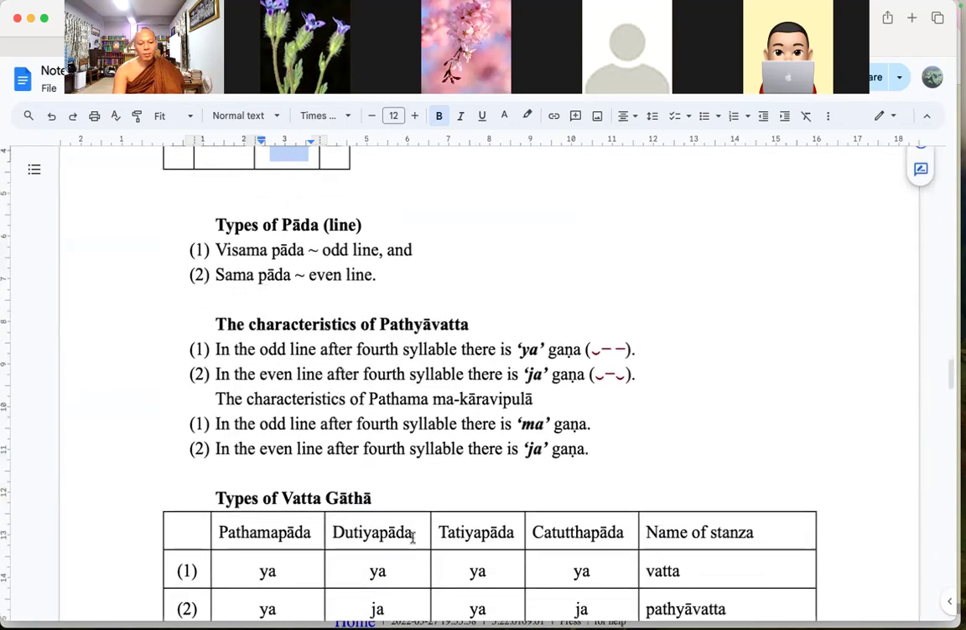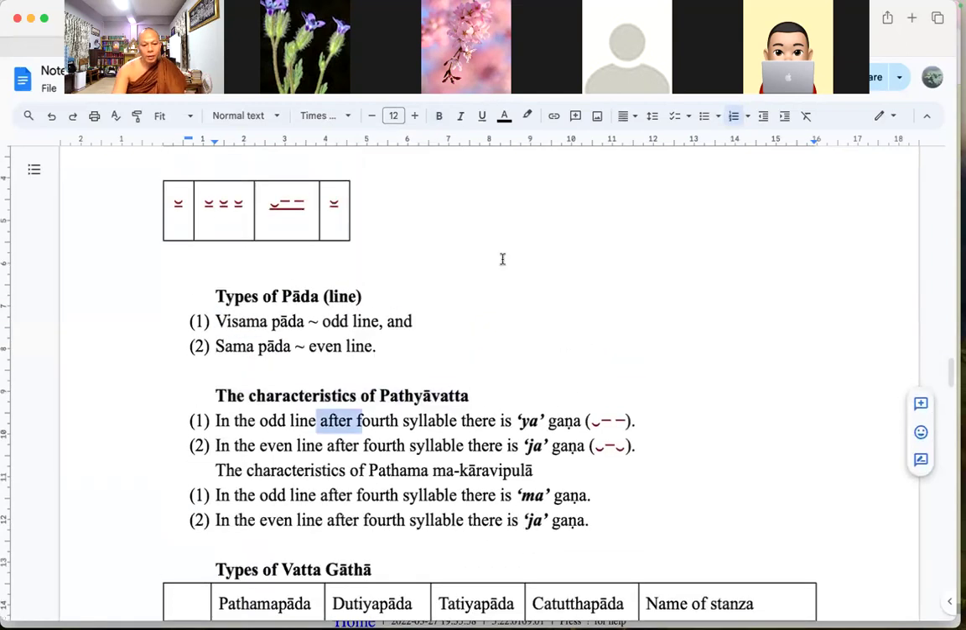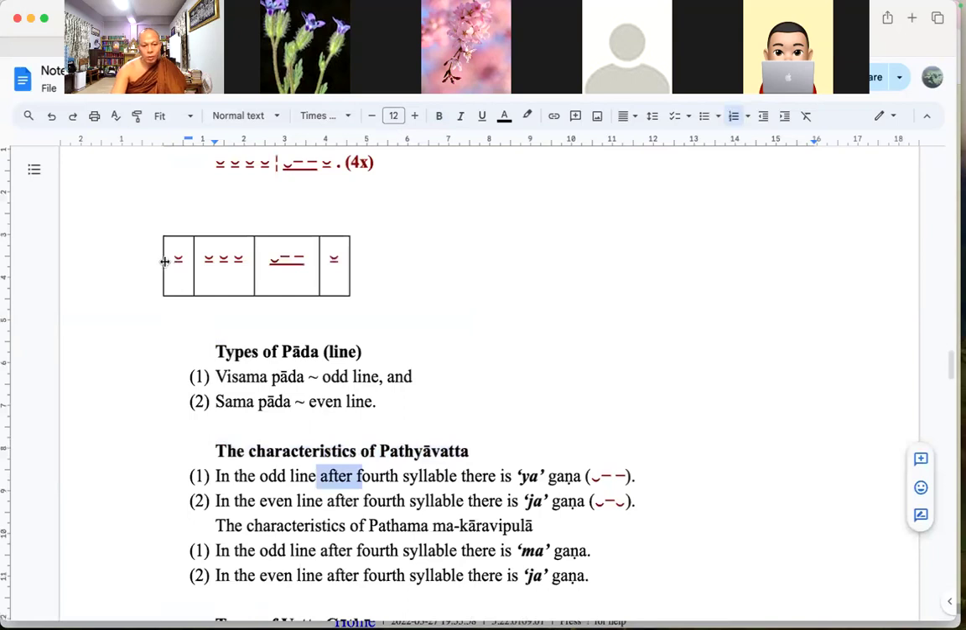But there are some rules here. You see the characteristic of the Bhattaya Vada or Vada Gata. In the odd lines, after 4 syllables, so 1 syllable, 2, 3, 4, after 4 syllables, starting from here, there is Yagana. Like Ya, Den, Sa, 1, 2, 2. Ya, Den, Sa, 1, 2, 2, and so on.